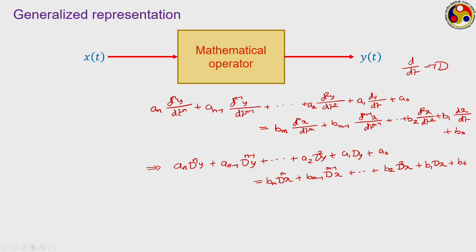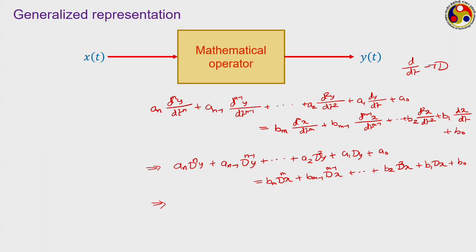Here this a_(n-1) etc. and all this b_(m-1), all these are coefficients which generally are constant. They can be dependent on x, but if they are dependent on y, we have a nonlinear system to deal with.